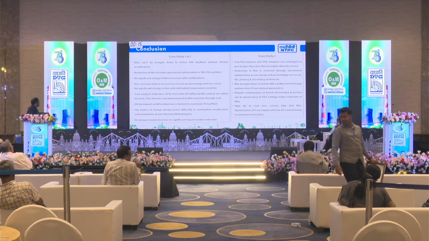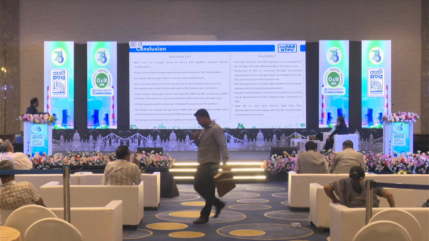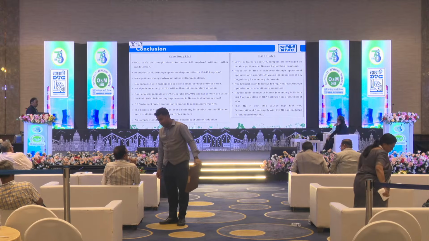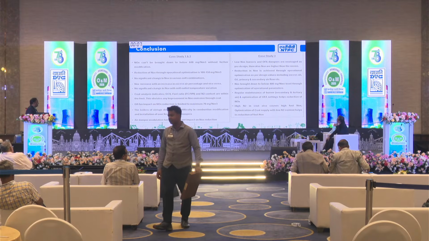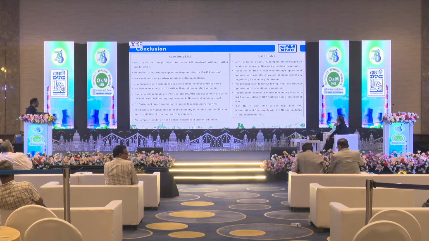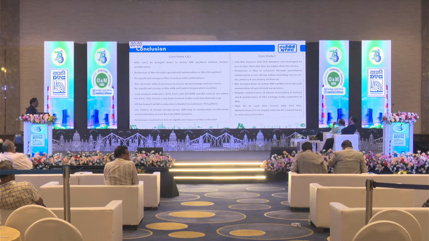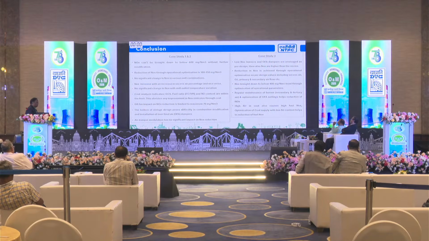So these are the conclusions. In case studies 1 and 2, through various optimizations, we are able to reduce the NOx only in the range of 100 to 150 mg per Nm cube, and modification is not possible. Whereas in case study 3, the newer plant, we are able to reduce the NOx by around 200 mg. Further reduction is also possible; we just experimented on a single day at part load. So it is possible to reduce the NOx below the norm of 400 mg per Nm cube. Thank you all.